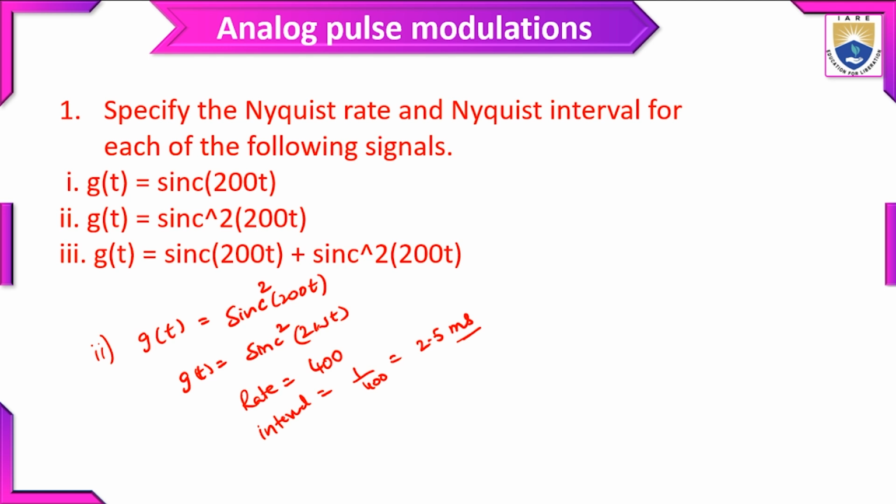In this composite signal, we consider the highest frequency component, which is again 400 hertz, that is 2W. So for this third one, the Nyquist rate is 400 hertz, and the Nyquist interval is also 2.5 milliseconds. For any compound signal, we consider the highest frequency component of the composite signal. So this is the way to solve.